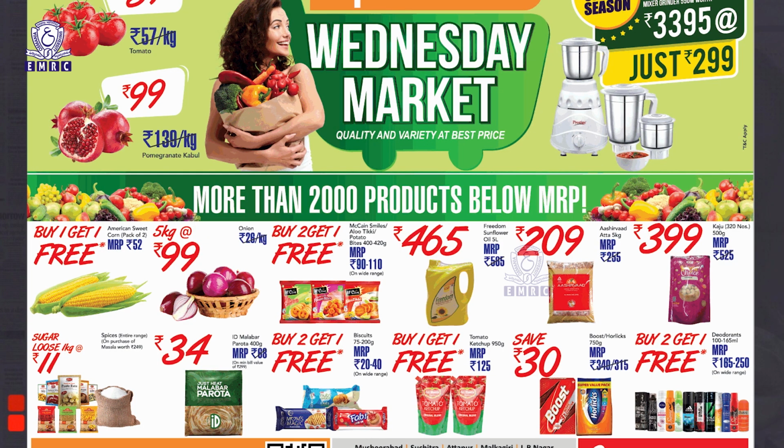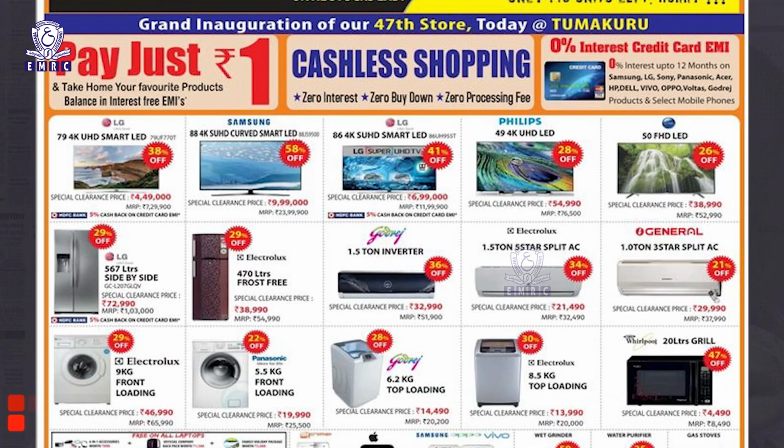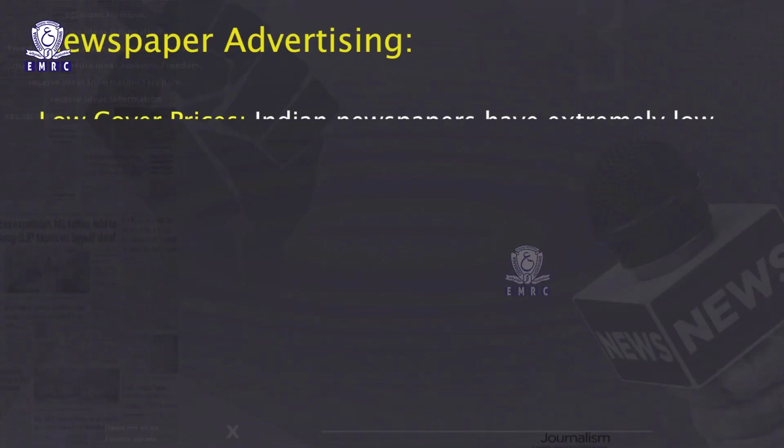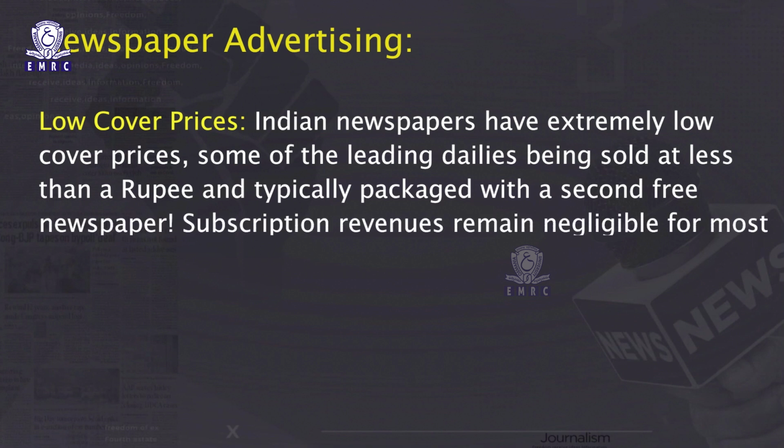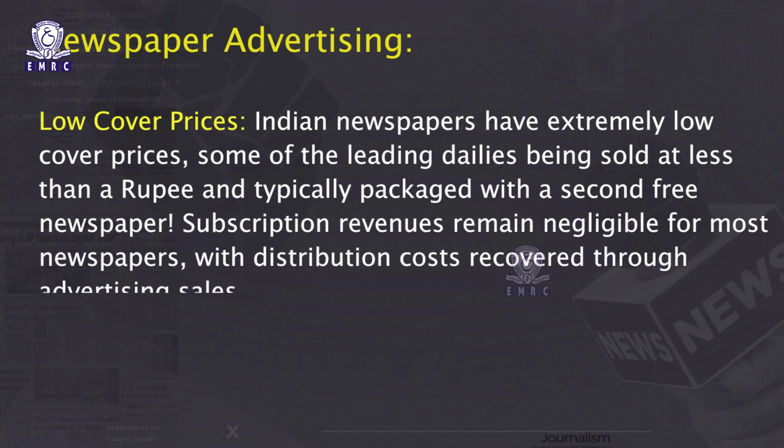Consumers use retail ads to determine product prices and availability and to see who is having a sale. Newspaper advertising has also been rated the most believable form of advertising in numerous studies. Low cover prices. Indian newspapers have extremely low cover prices, some of the leading dailies being sold at less than a rupee and typically packaged with a second free newspaper. Subscription revenues remain negligible for most newspapers, with distribution costs recovered through advertising sales.